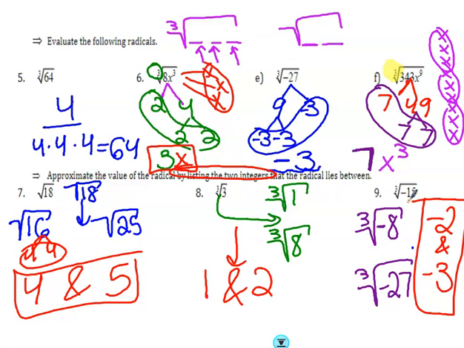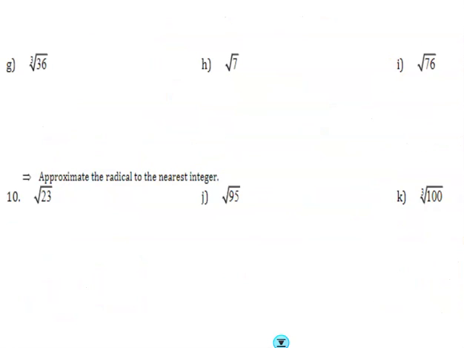Find the perfect squares that are on either side of this number, and then find the square roots, and then you'll know that the radical lies between those two integers. Okay? Again, we don't want decimals. We're looking for the integers. All right? Same thing on this page.